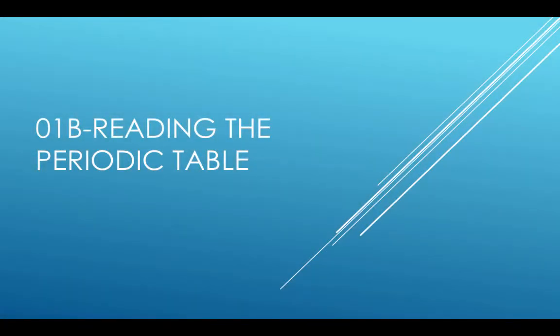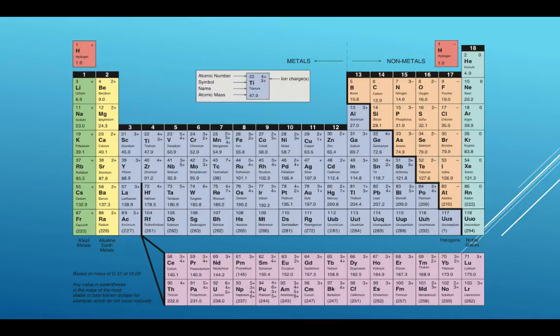Lesson 1B, Reading the Periodic Table. This is the periodic table. It shows all the elements known to man. Currently, we know around 118 elements, each with their own set of characteristics. Each cell provides information of an atom of a particular element.